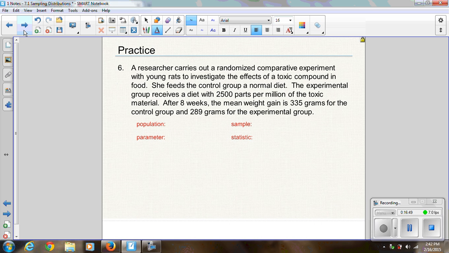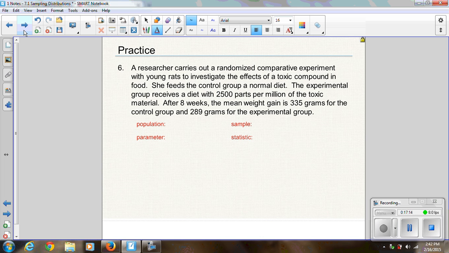And then finally, in number 6, it says a researcher carries out a randomized comparative experiment with young rats to investigate the effects of a toxic compound in food. She feeds the control group a normal diet. The experimental group receives a diet with 2,500 parts per million of the toxic material. After 8 weeks, the mean weight gain is 335 grams for the control group and 289 grams for the experimental group.